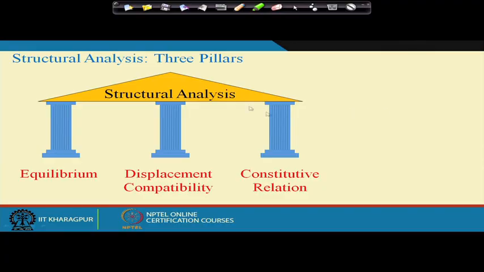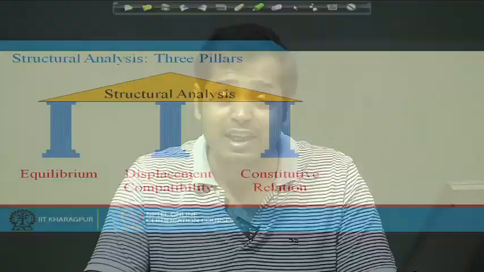Now, if the structure is statically determinate, the equilibrium condition alone is sufficient to give you the solution. But if it is not, then along with equilibrium conditions, we need displacement compatibility, and in order to get the relation between force and displacement, we need the constitutive relation as well. Now, depending on in what order these 3 pillars are used, we have 2 methods. One is the force based method and one is the displacement method.